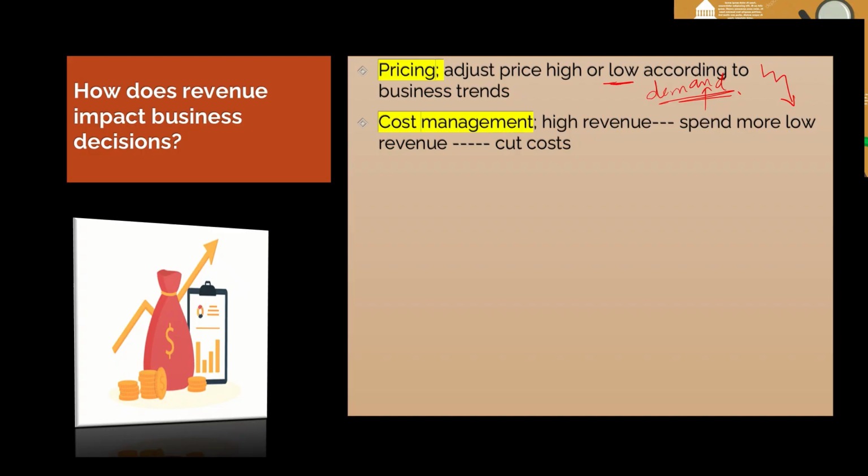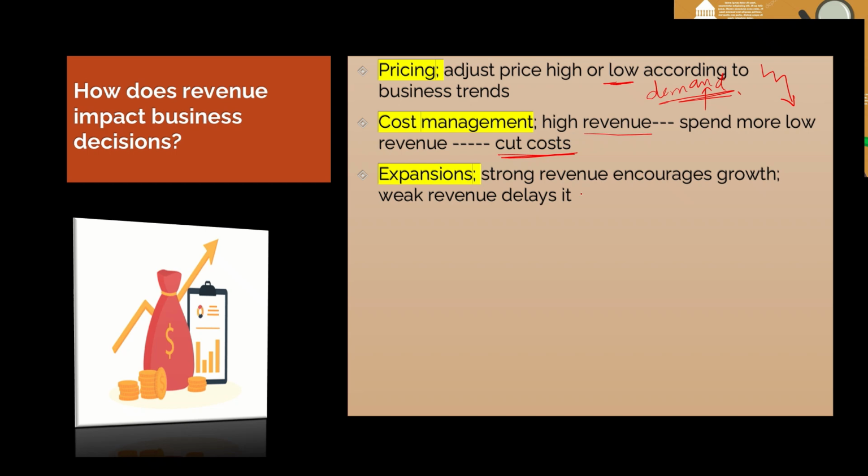Cost management. High revenue, spend more. Low revenue, cut the cost. Revenue has an impact on your cost management because if you see the revenue is high, then you spend more on things in the business. But if you see the revenue is less, you have to cut the cost. So this way, by looking at the picture of the revenue, you keep managing your costs.